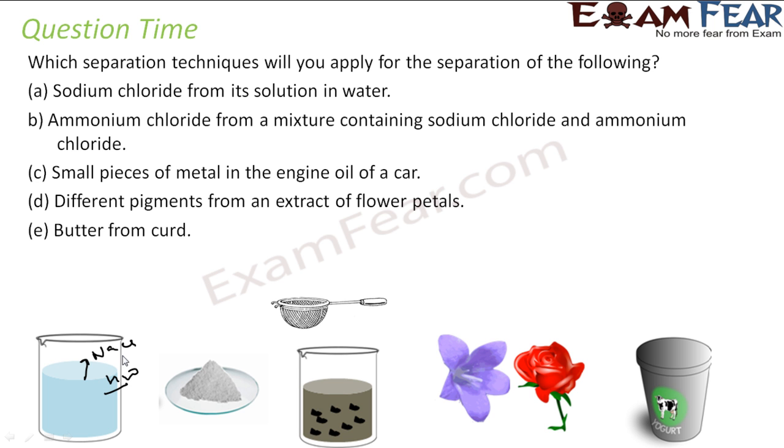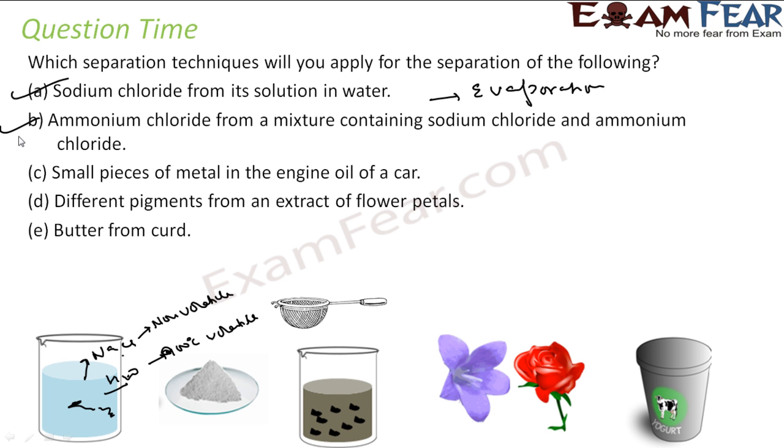Now we see that sodium chloride in water, NaCl is non-volatile, but water at 100 degrees Celsius is volatile. So what we can do is just do evaporation here. If we do evaporation at 100 degrees Celsius, water will convert into gas and the NaCl will actually be left here itself.